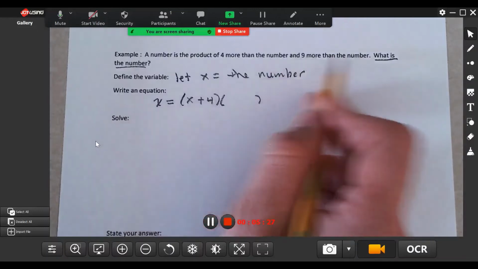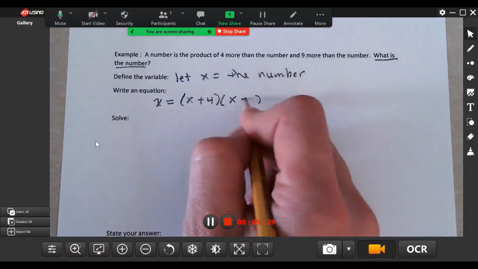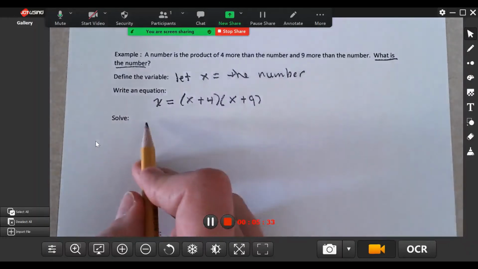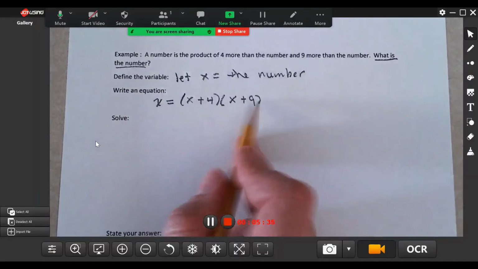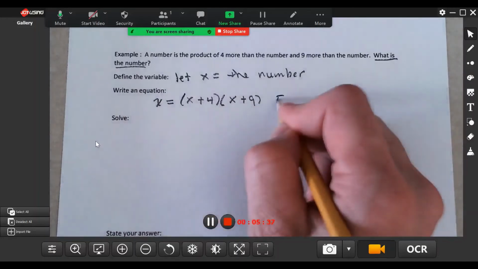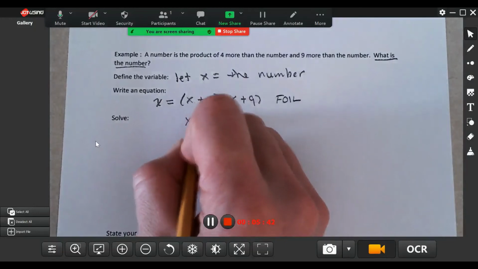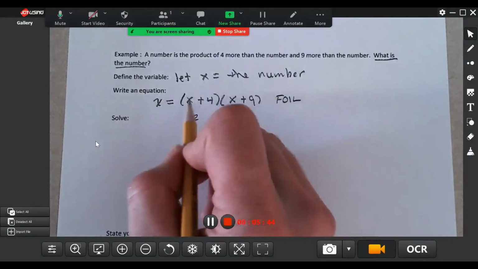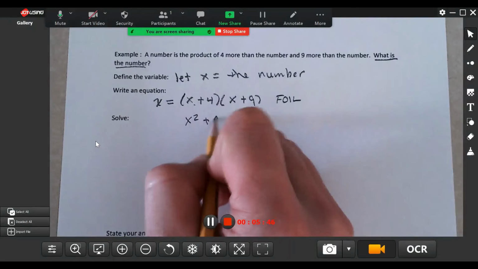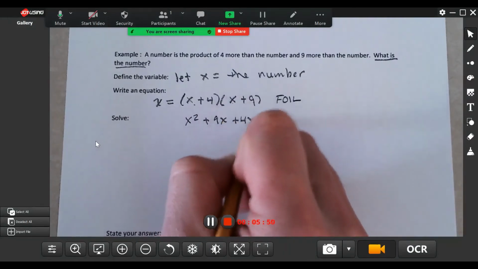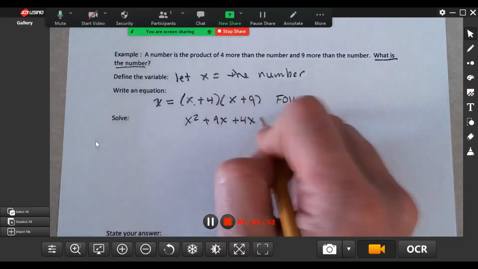Now I'm ready to solve the equation, and just like before, I need all my x's together, so I'm going to use FOIL to multiply this out. So first times first is x squared. Outside times outside is 9 times x, so 9x. Inside times inside is 4 times x, so 4x. Last times last is 4 times 9, so 36. And my left-hand side was x.